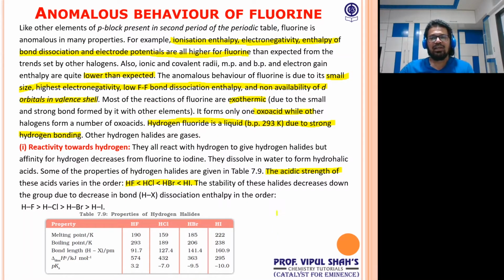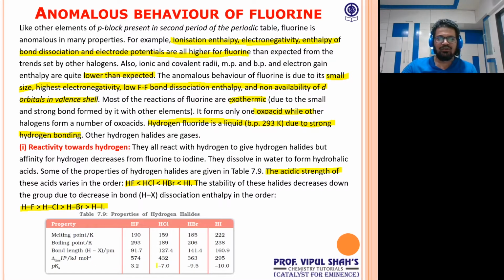And stability of these halides will decrease down the group. Why? Because of the decrease in bond dissociation enthalpy. Size is bigger, so the energy required to break the bond is less and stability is also less. So if a question comes in terms of stability, then HF is more stable as compared to HI. So be clear: acid strength, HI is more. Stability wise, HF is more stable.